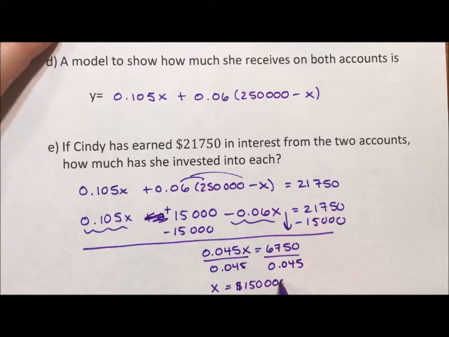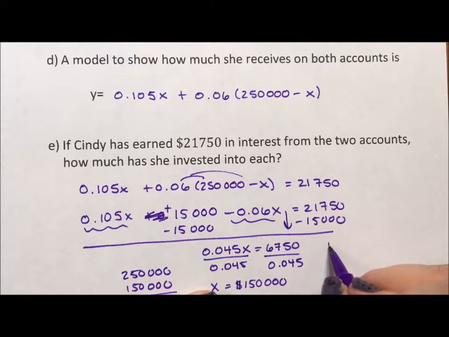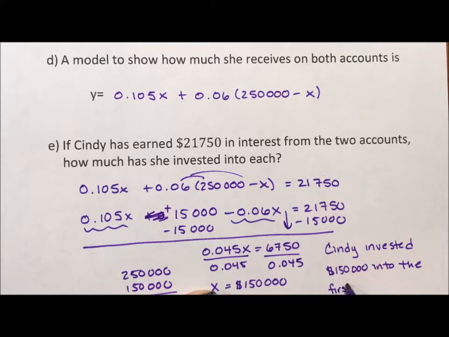So she's putting $150,000 into the first account. If I take the 250 minus the 150, I find out that the second account is $100,000. And because this is written with words, I need to answer it with words. So Cindy invested $150,000 into the first account and $100,000 into the second account.